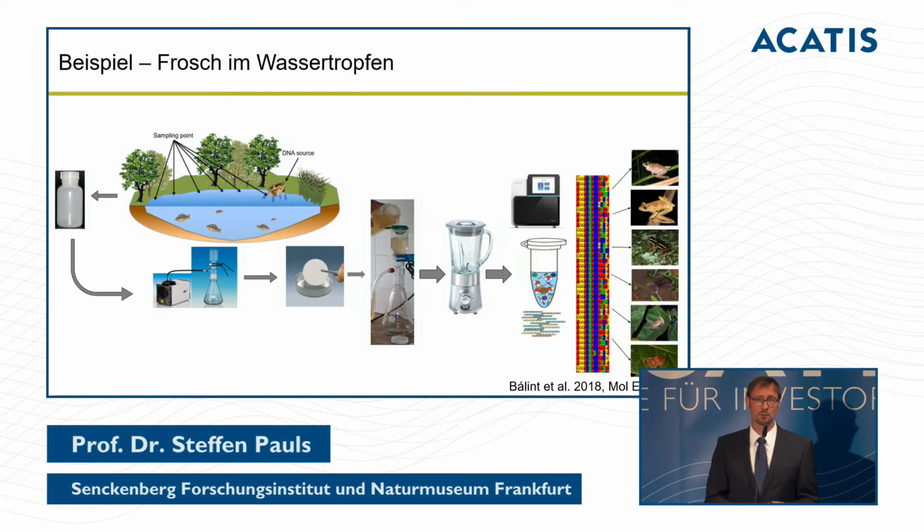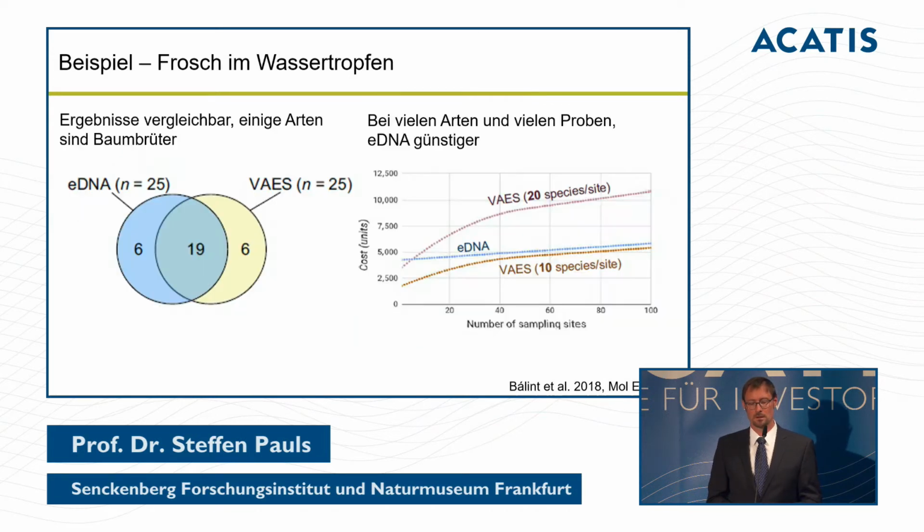Well, what do we do? We go into the country. We are out in the great outdoors. That's a fantastic privilege of our work, and we take water samples. We filter these water samples, and from the filters we extract DNA, and this genetic information is sequenced, analyzed, and then we can allocate it to different species. And then we see the community of different types of frogs.